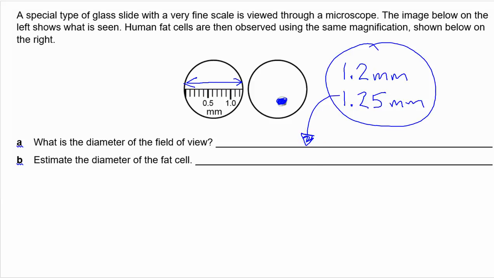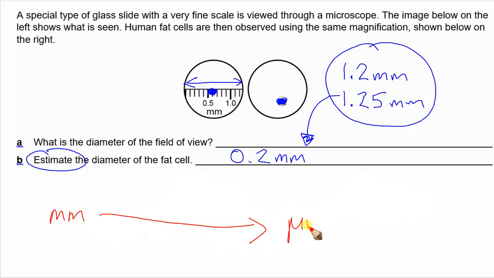Now let's use that to estimate the diameter of the fat cell. So here's my fat cell here. I reckon that fat cell will probably take up that much space. So I reckon it's 0.2 millimeters. So why don't we do a conversion just for fun? At the moment our answer is in millimeters, but what if we were to convert that to micrometers? What would we need to do? Well, hopefully you've already realized we multiply by 1,000, so our 0.2 millimeters would be converted into 200 micrometers.